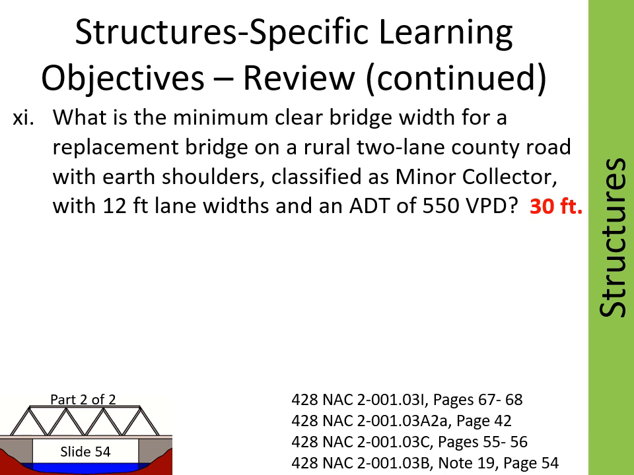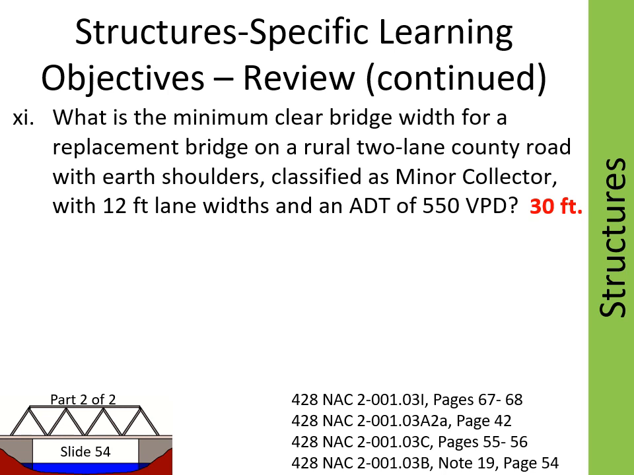A replacement means that the type of work is new and reconstructed. Looking at table I on page 68, an ADT of 550 vehicles per day is in the 400 to 1499 vehicles per day group, and formula C applies to that group. Note 18 on page 53 indicates that formula C is the traveled way width plus 3 feet each side. The traveled way width is 2 times 12 feet or 24 feet. Adding 3 feet each side makes it a 30 feet minimum clear bridge width according to the formula.